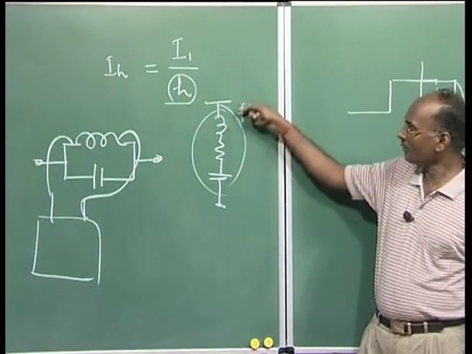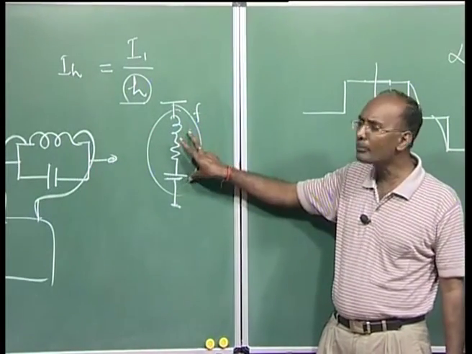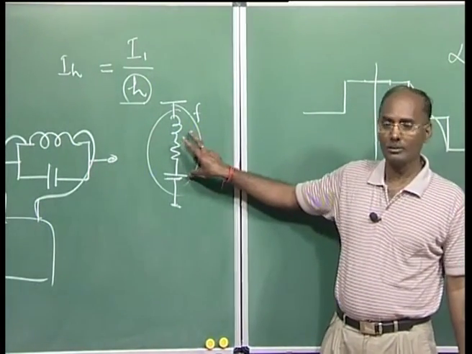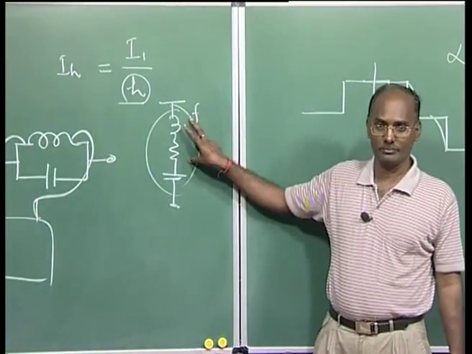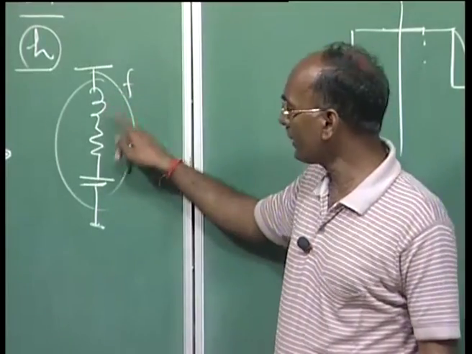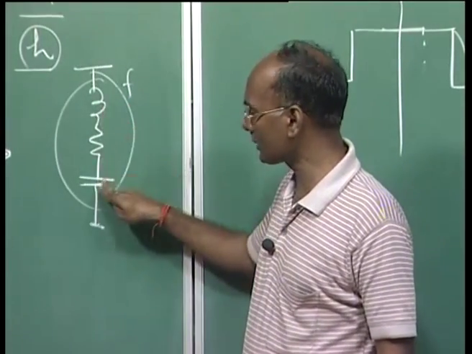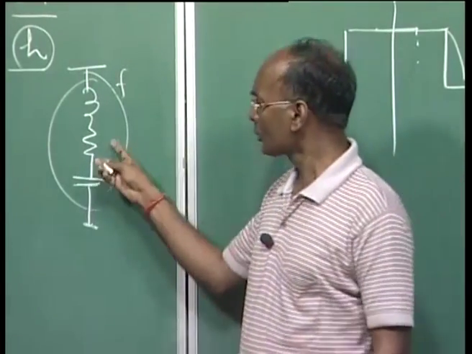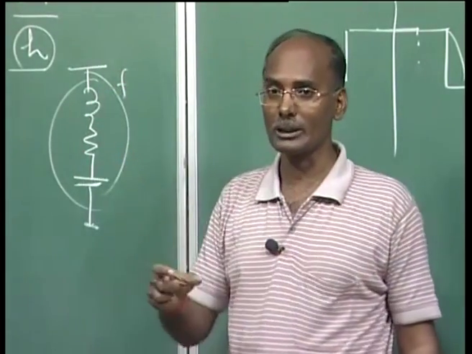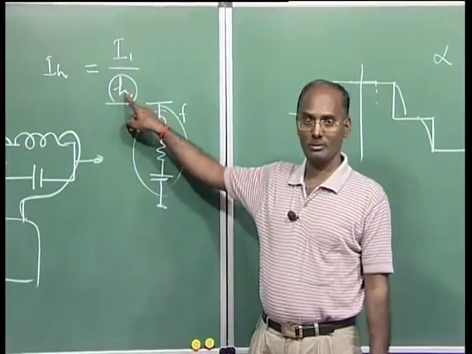No doubt some current will flow at the fundamental frequency as well, because some impedance is offered. But for this fundamental component, the impedance will be larger, large enough. The impedance offered at the frequency for which it is tuned will be the minimum, because the reactive impedances cancel each other and only the resistance remains. So the current flowing is only the harmonic component, and that component is basically this divided by H.